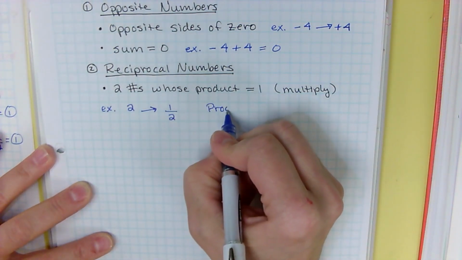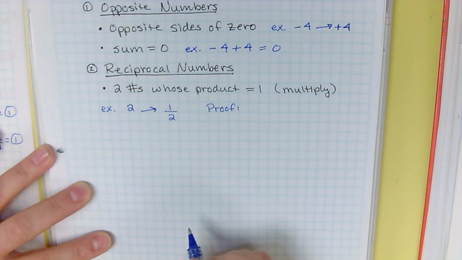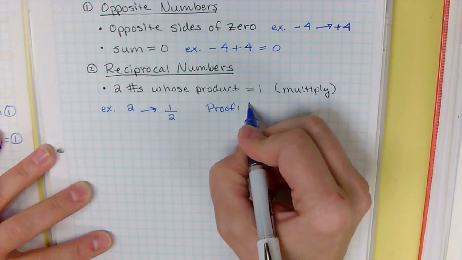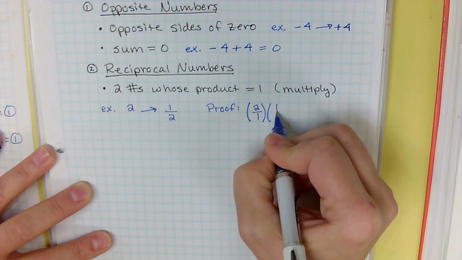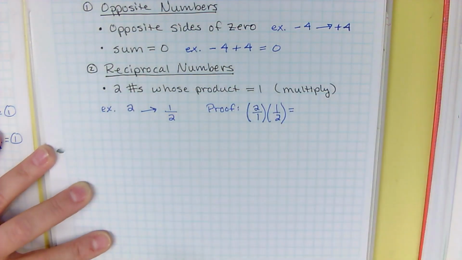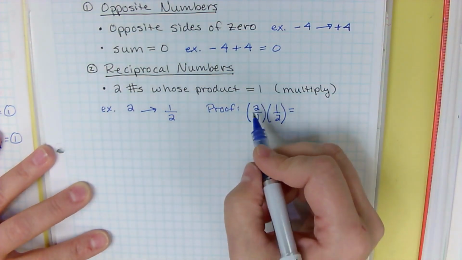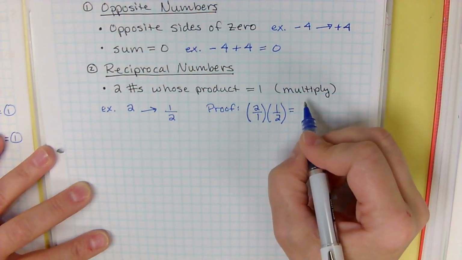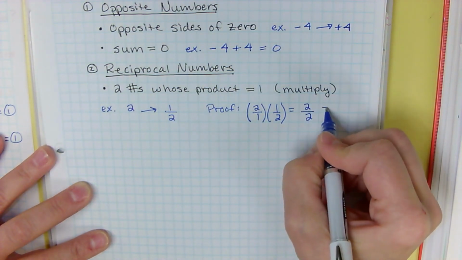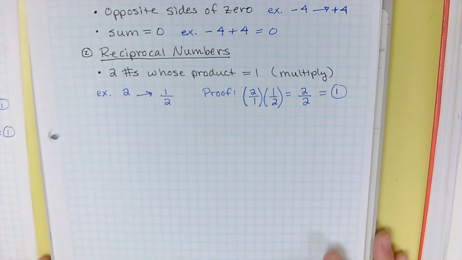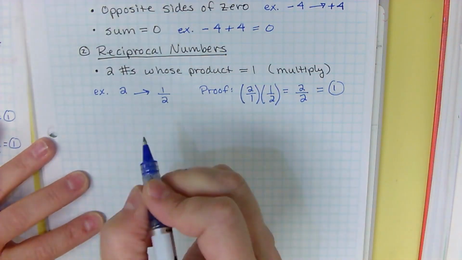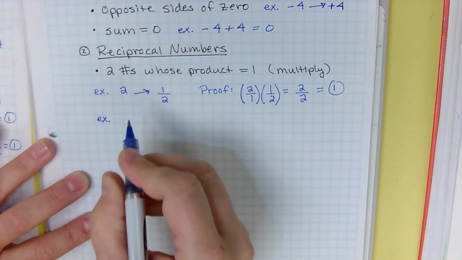The proof that these are reciprocals is if we multiply them together. So if I multiply 2, put it over its invisible 1, times 1/2, tops times tops, bottoms times bottoms, you get 2 over 2, which is a 1. That's how you know that those are reciprocals, because their product equals 1. This is going to come in especially handy with fractions.